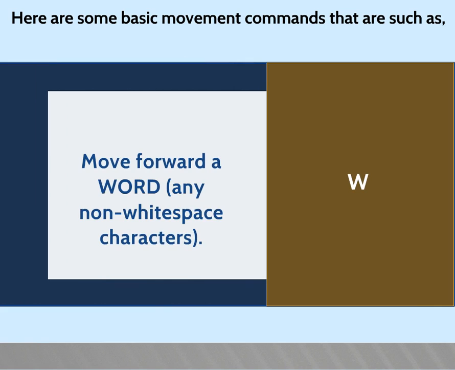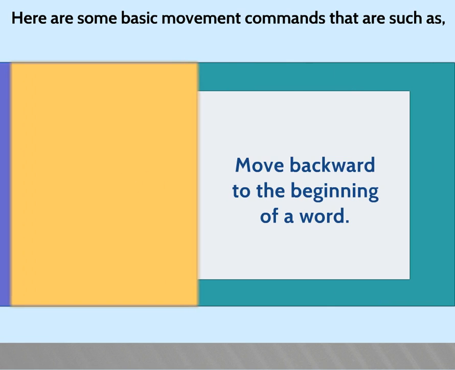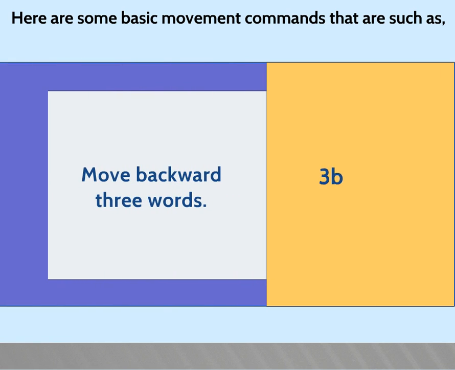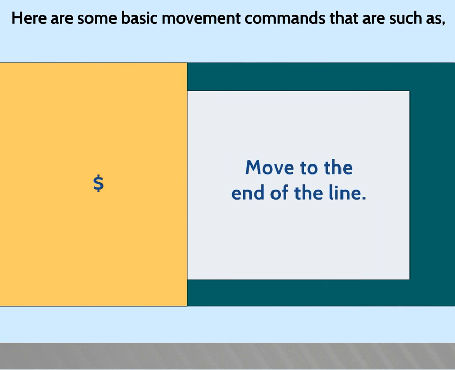Capital W: move forward a word, that is, any non-white space characters. b: move backward to the beginning of a word. 3b: move backward 3 words. Dollar symbol: move to the end of the line.